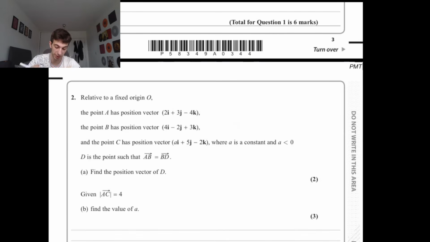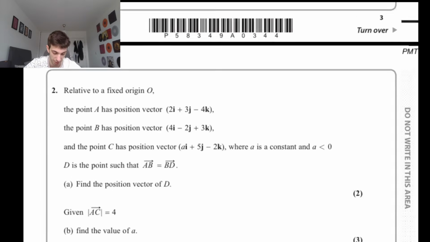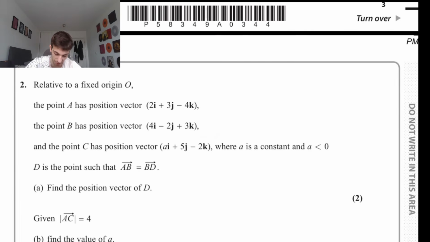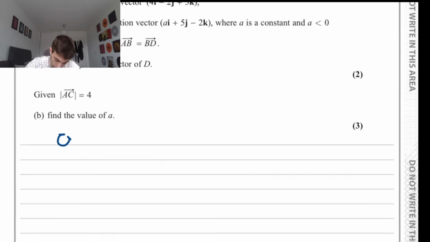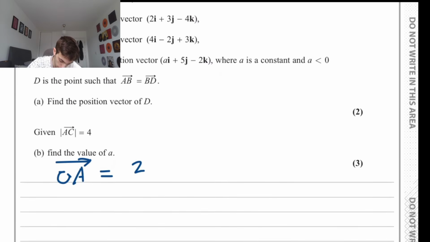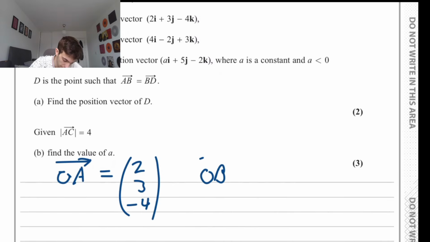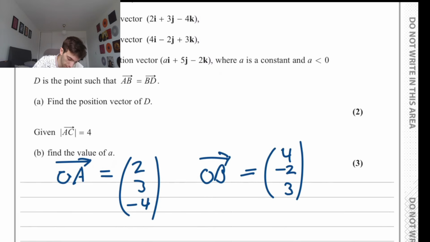Alright, so question 2, we have a pretty easy vector question. We're told relative to a fixed origin O, the point A has a position vector 2i plus 3j minus 4k, and the point B has a position vector 4i minus 2j plus 3k. So straight away, we already know that O to A, I'm going to write these as column vectors just to make it look a little bit nicer, is (2, 3, minus 4). And then we have that O to B, also given the position vector, will be equal to (4, minus 2, 3). So we know that already.